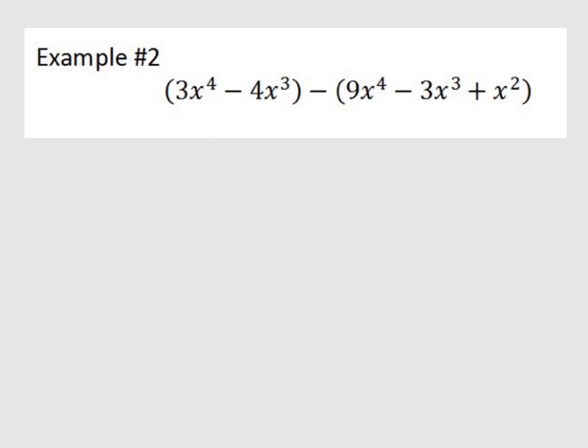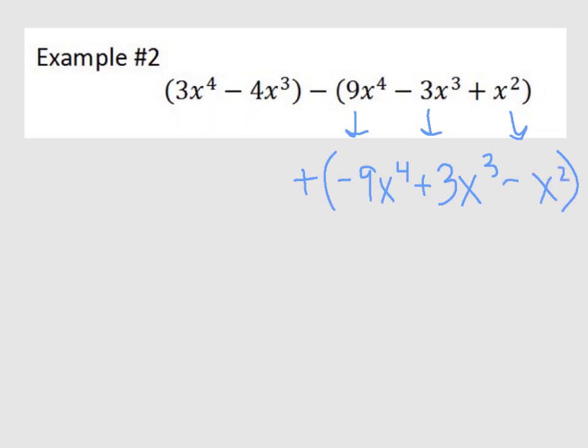Again, we are taking the entire second polynomial and making the opposite of everything that it was. So instead of a minus sign, now we're going to plus, and everything's going to become the opposite. So instead of a positive 9, we have a negative 9. Instead of a negative 3, we have a positive 3. And instead of a positive x squared, we have a negative x squared. And the front parentheses, or the front polynomial, is going to stay the same.